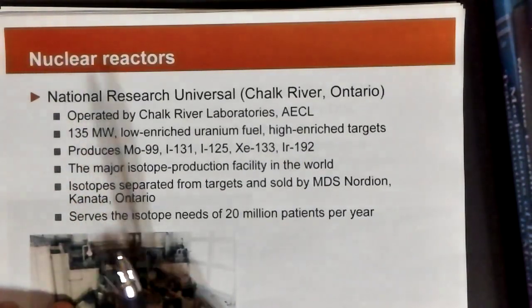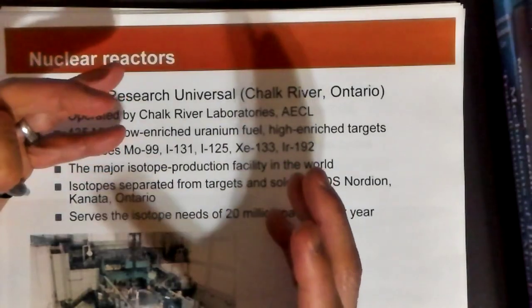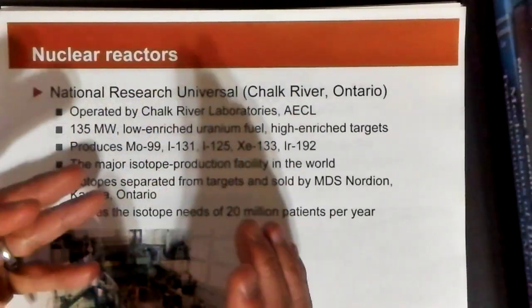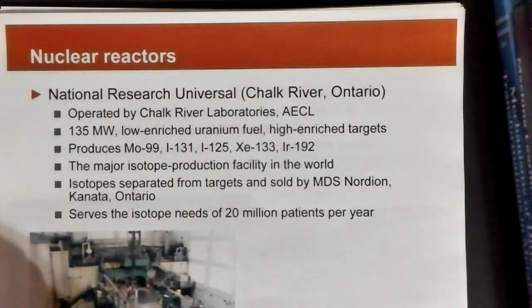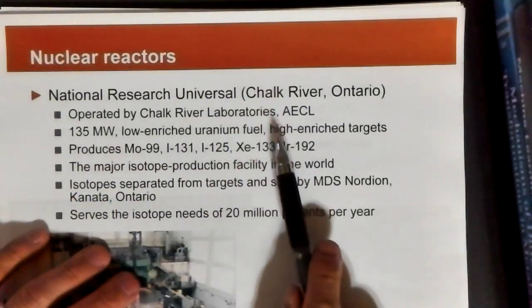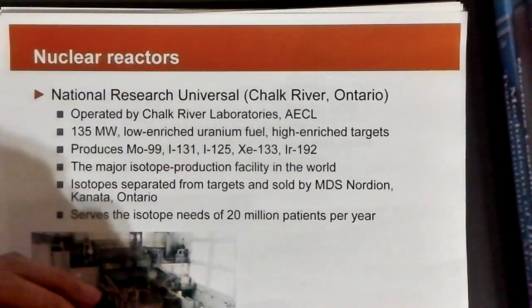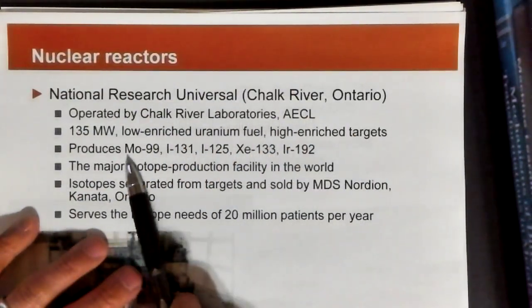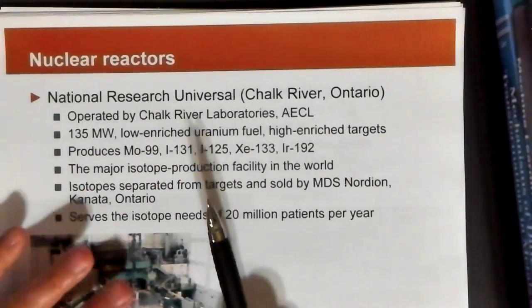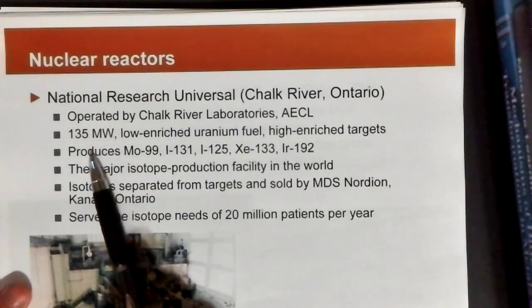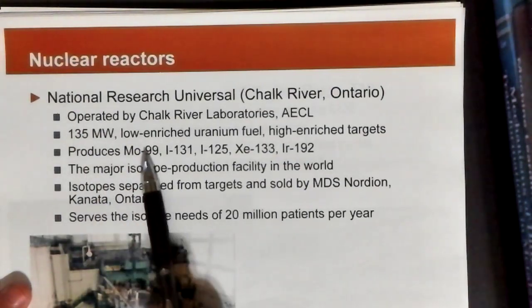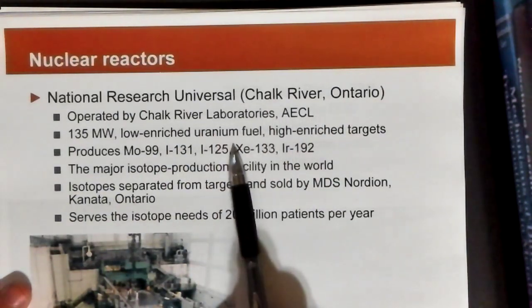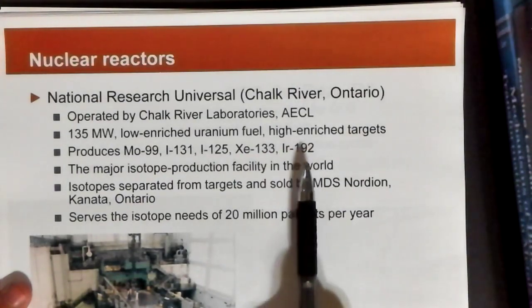So the idea is you have a container with uranium fuel, and then this uranium will fission, and it will spray a lot of neutrons. It will then irradiate the target material that you've put in together with the uranium, and this target material, being showered by neutrons, will then produce the radioisotopes that you want. So, for example, this facility was producing molybdenum-99, iodine-131, iodine-125, xenon-133, and iridium-192.